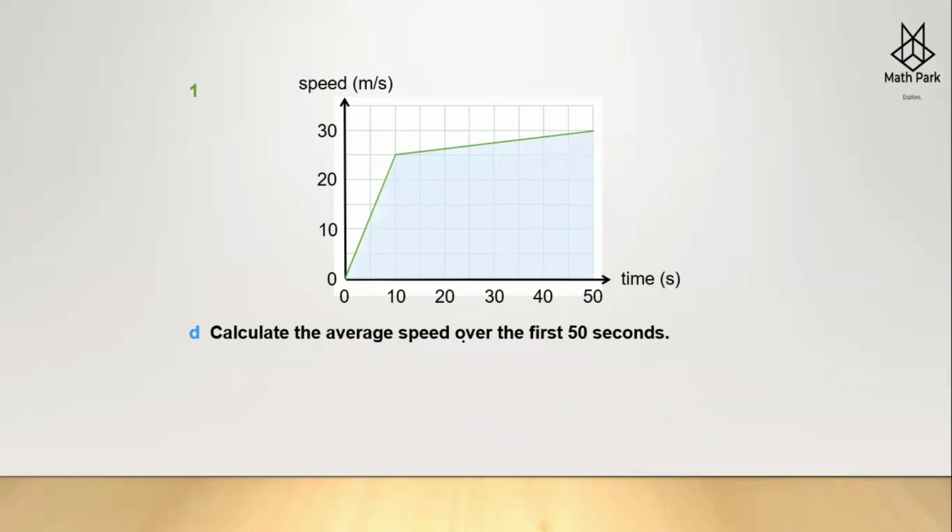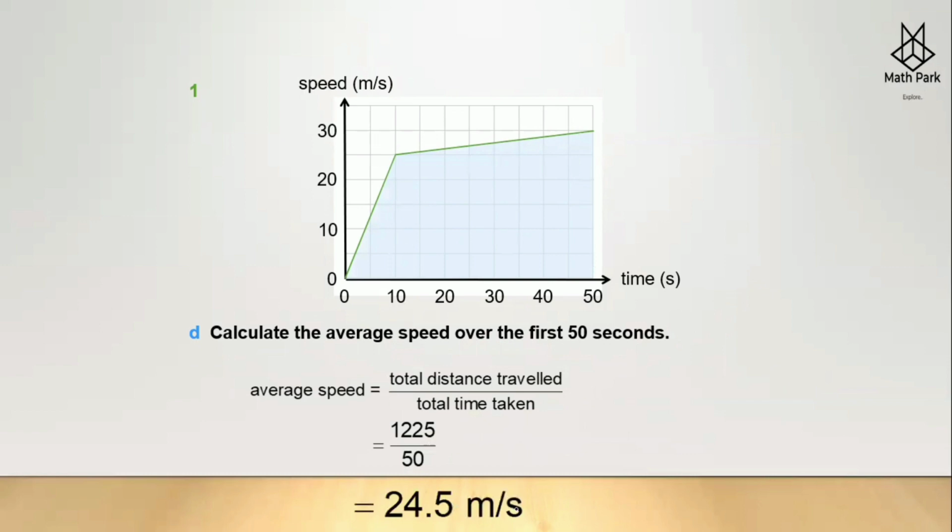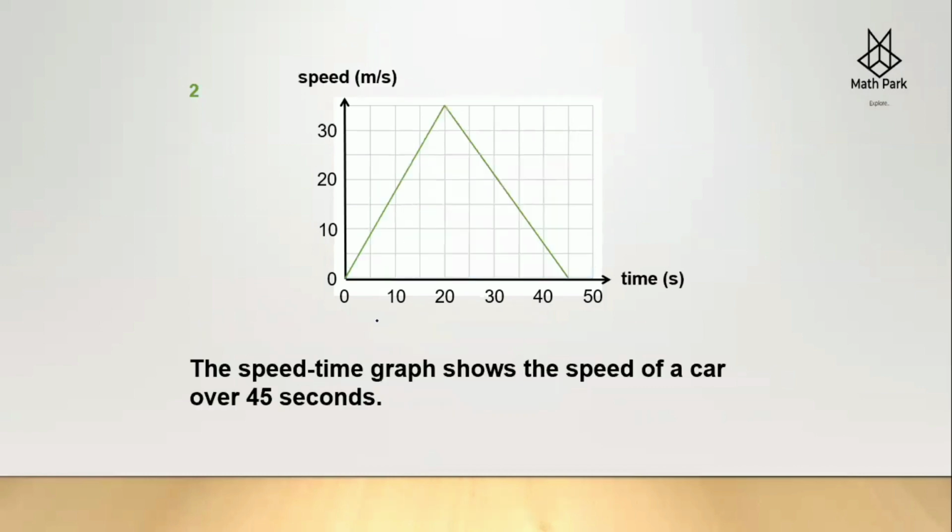Calculate the average speed over first 50 seconds. Now we know that the speed is distance upon time, and distance we have just calculated, it is 1225 meters. So 1225 divided by 50, we get 24.5 meter per second, which is the average speed of the vehicle, the car. Okay. Now this is how we have done this D part, average speed. The second question begins here.